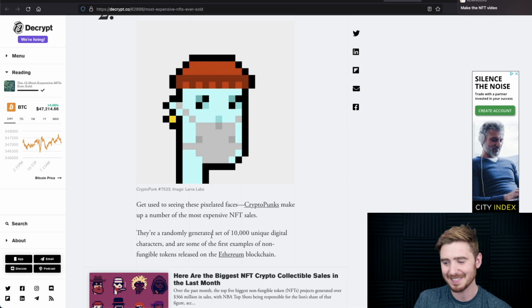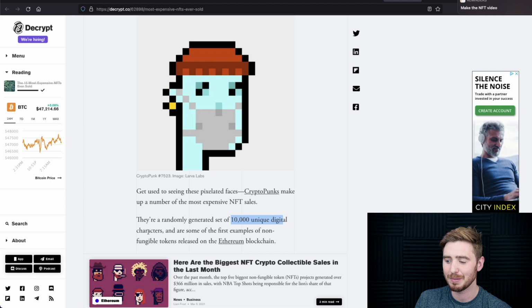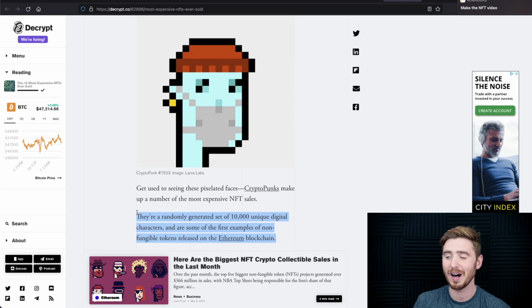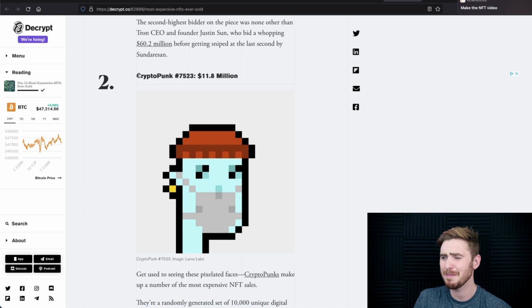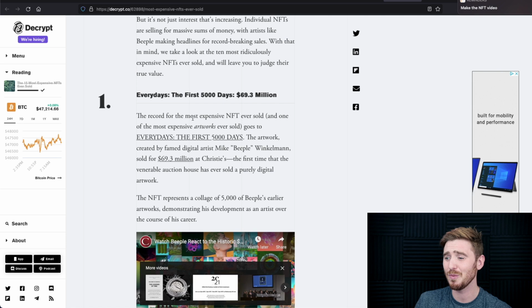If you don't know what CryptoPunks are, they're a randomly generated set of 10,000 unique digital characters and are some of the first examples of non-fungible tokens released on the blockchain. So they've been around for a while now, and that is why people are seriously collecting them up right now. And just look at that. People bought these for just a few hundred dollars back in 2018, and now they are worth millions. Absolutely crazy.